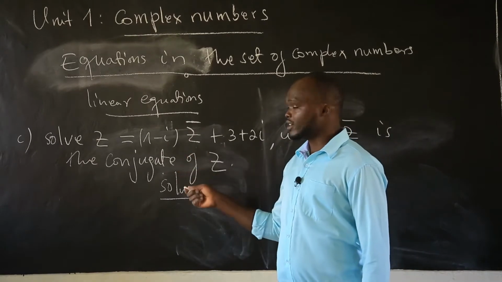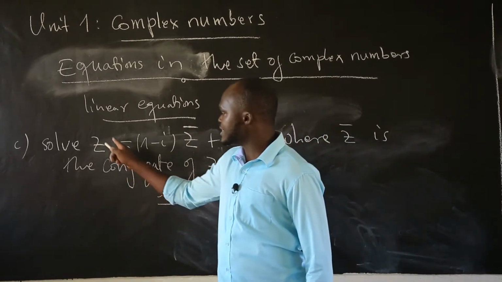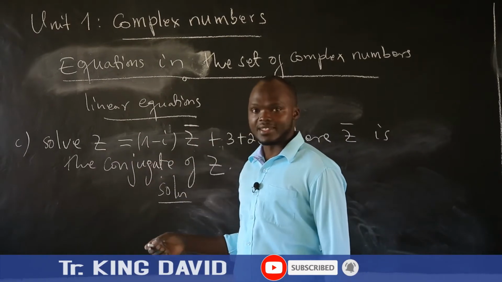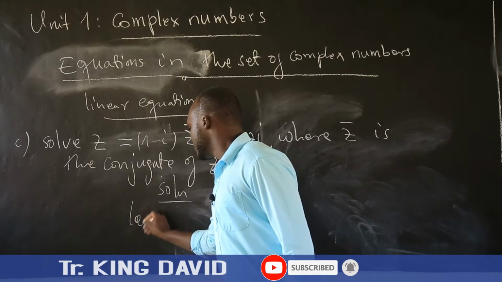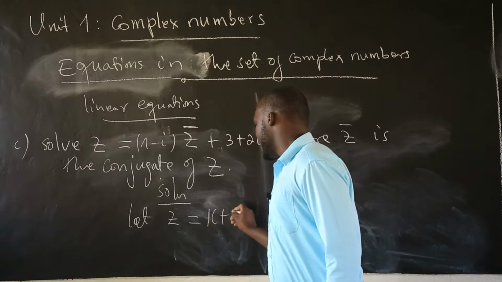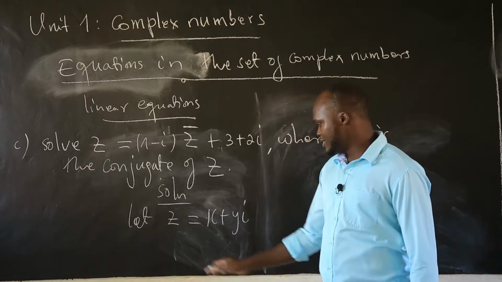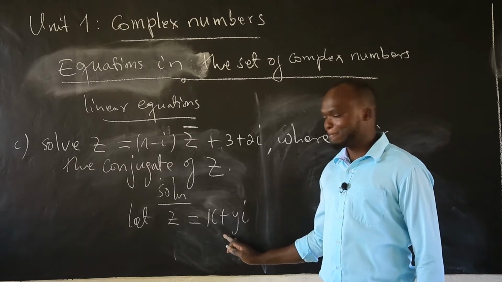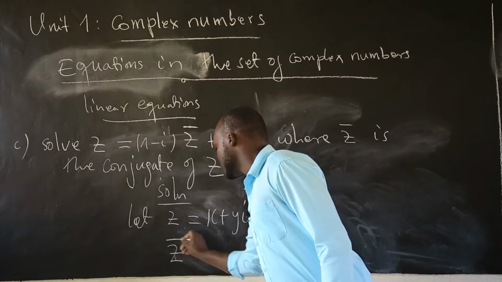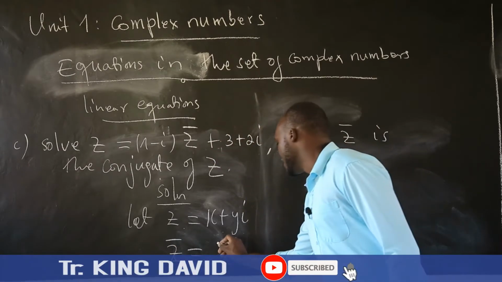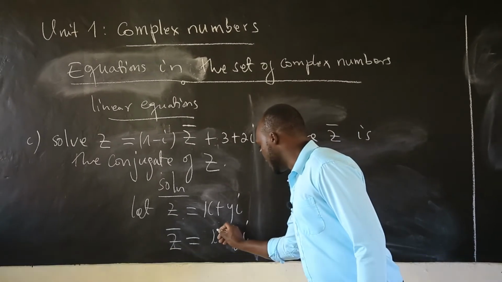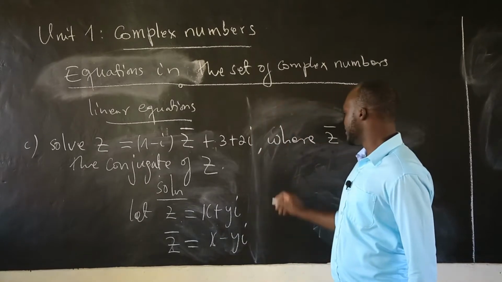The way to solve this equation, we have two unknown values here: z and z conjugate. So the better way to do this is let z be x plus yi. So this is z in algebraic form. So if our z is x plus yi, what will be z conjugate? Our z conjugate will be x minus yi.